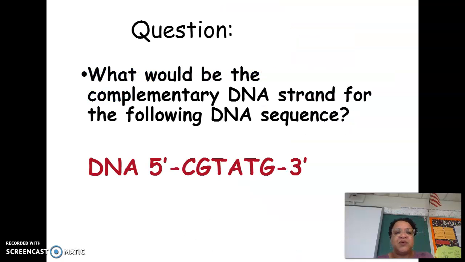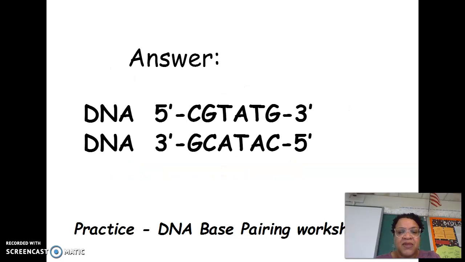So let's try this. What would the complementary DNA strand be for the following sequence? CGT, ATG. The complementary base would be GCA, TAC. Now I want you to take out your DNA base pairing worksheet and practice on that a little bit.